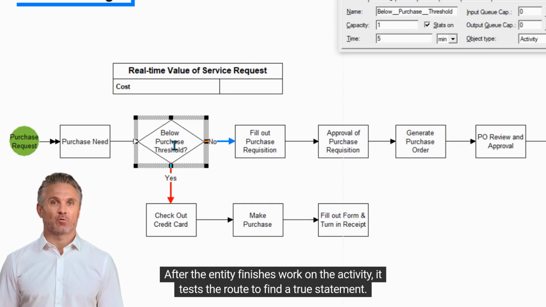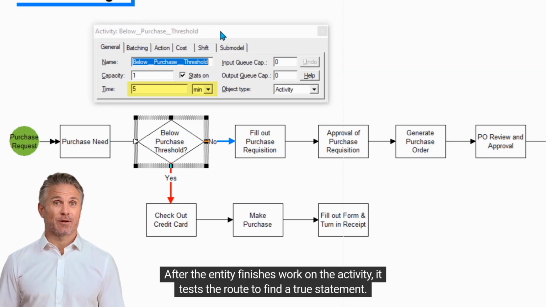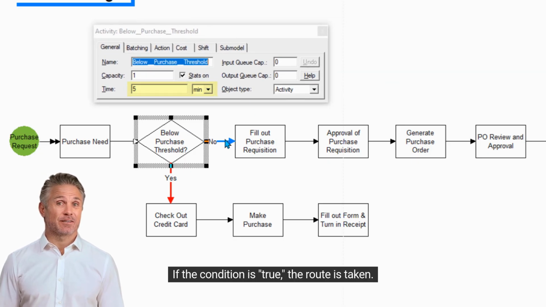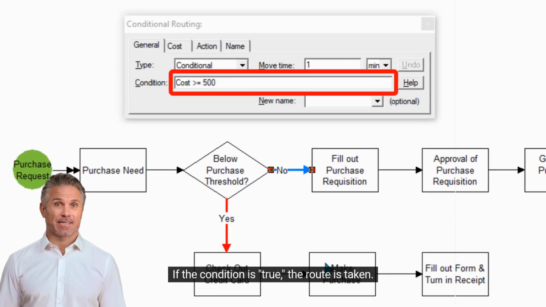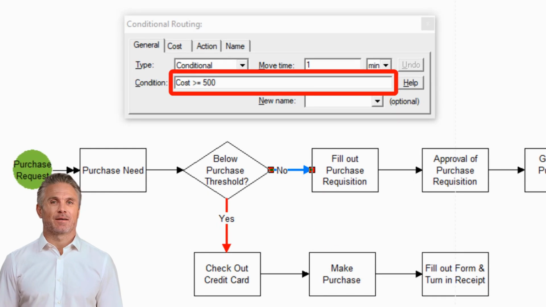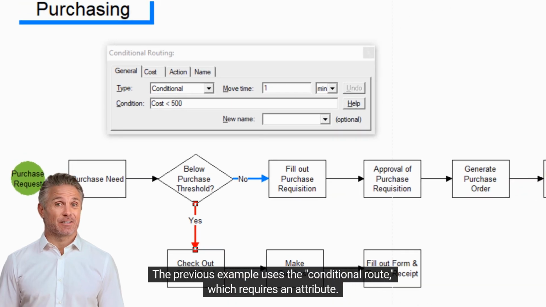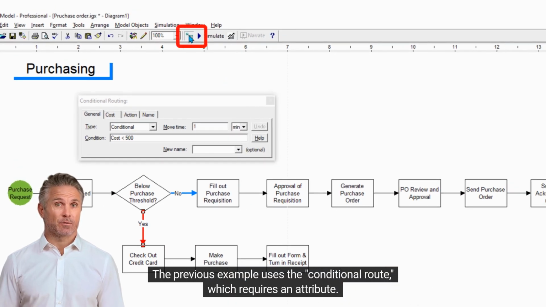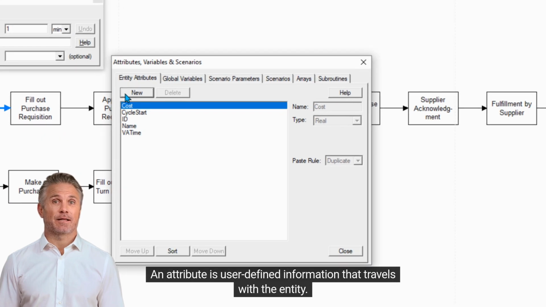After the entity finishes work on the activity, it tests the route to find a true statement. If the condition is true, the route is taken. The previous example uses the conditional route, which requires an attribute. An attribute is user-defined information that travels with the entity. You can find out more about attributes in the online help.